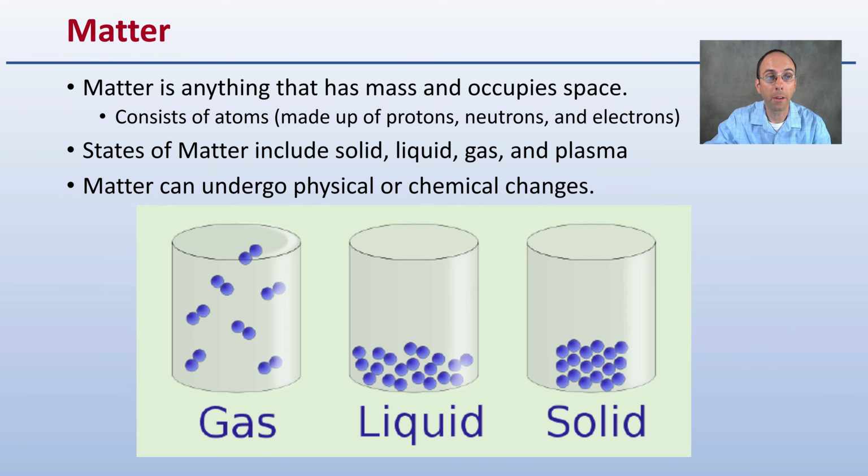We're going to start with matter, and that's anything that has mass and occupies space. It consists of atoms such as protons, neutrons, and electrons. States of matter can include solid, liquid, and gas, as well as plasma. And matter can undergo physical as well as chemical changes there.